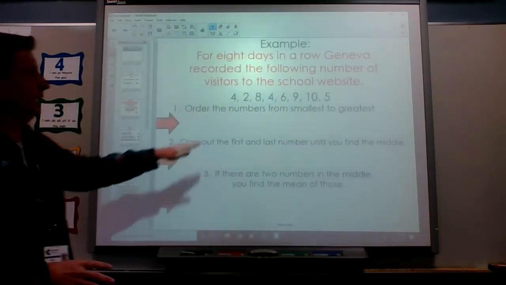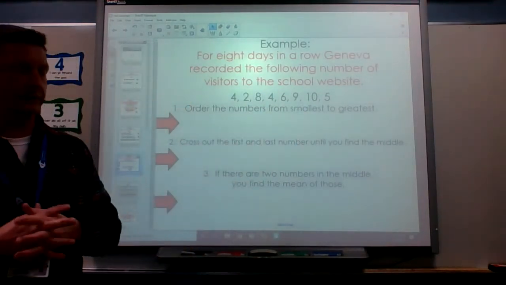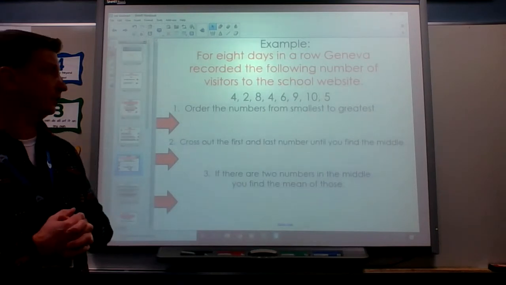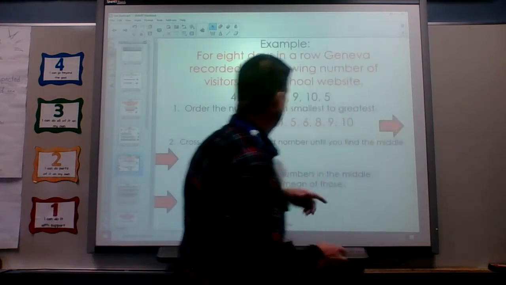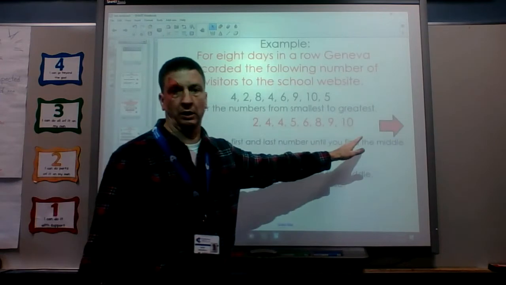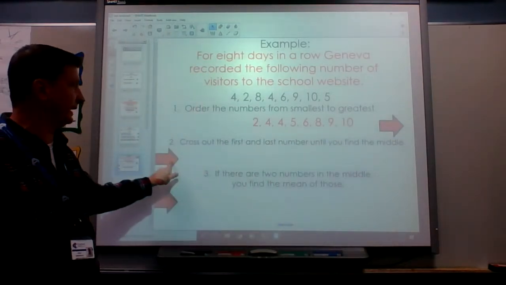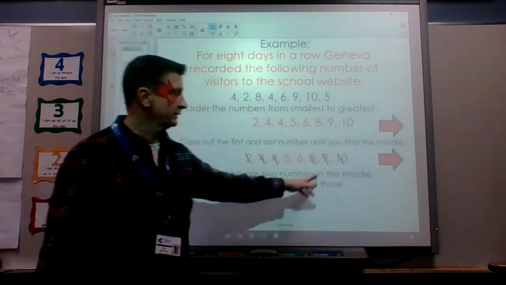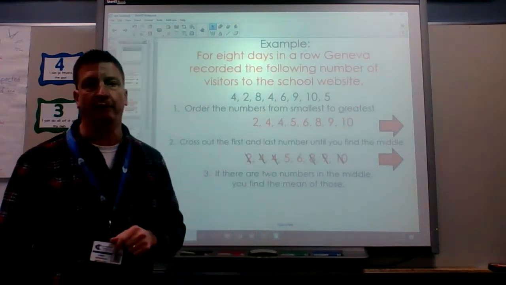We had that same data set with Geneva recording the visits to the website. If she's being asked to find the median or middle number, she's going to put them all in order. So we did that, starting with the smallest number and ending with the largest number. Then we cross out the first number and the last number, and then the second smallest, the second largest, third, and so forth until we have our middle value.